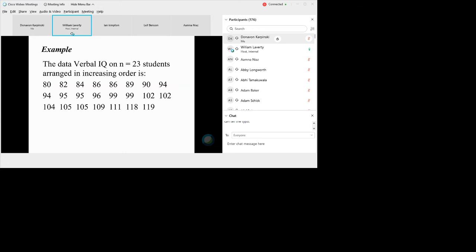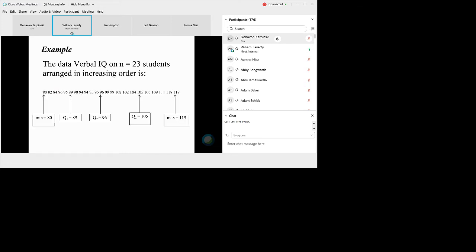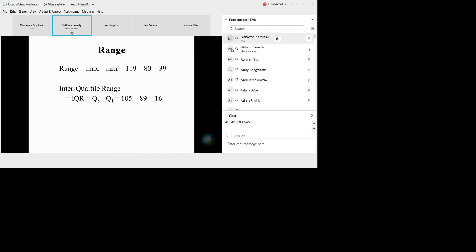In verbal IQ, Q1 was 89, Q3 was 105, the minimum was 80, the maximum was 119. The range is 119 minus 80, 39. So that's the length of an interval that contains all of the observations. The interquartile range, 105 minus 89, is 16. That's the length of an interval that contains the middle 50% of the population.